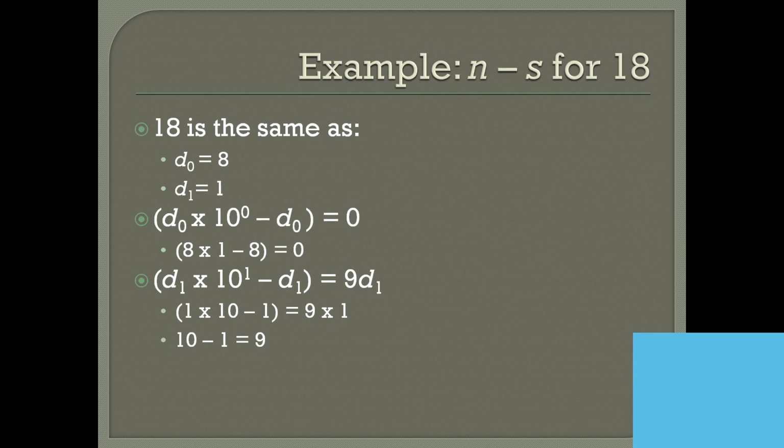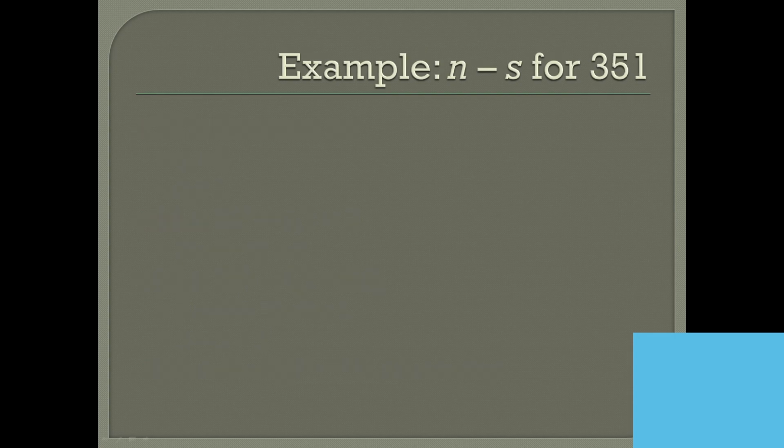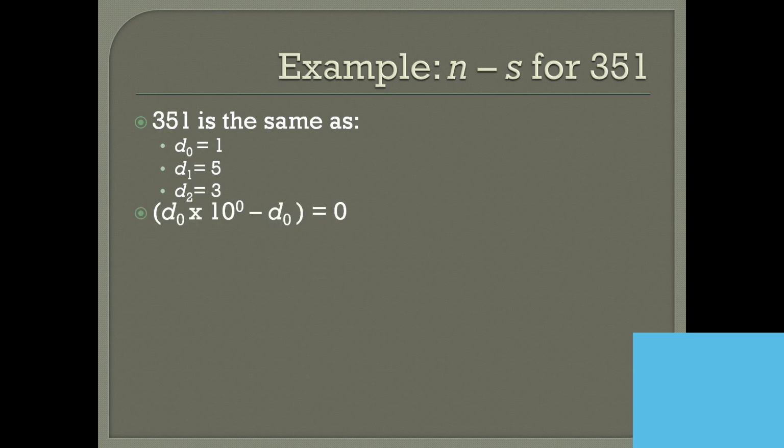But that's really simple. Let's use a bigger number. Let's use 351, because we know that that adds up to 9 as well. In that case, we have this. The D0 is going to be the 1, D1 will be 5, and D2 will be 3. So once again, D0 is going to cancel out and make us 0. That's the same thing as D0 times 10 to the 0 minus D0, which is, in this case, 1 times 10 to the 0 minus 1, or 1 minus 1 equals 0. So again, that cancels out. That does exactly what we expect it to do.